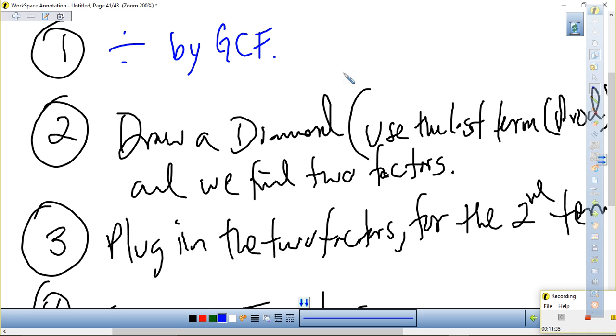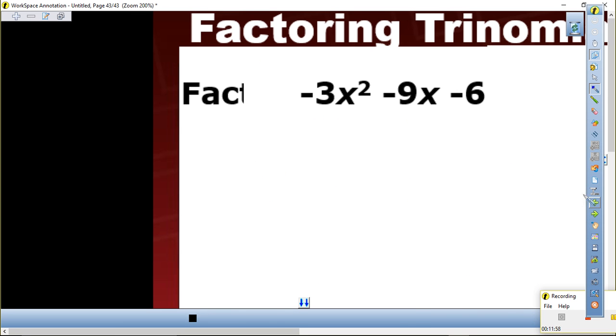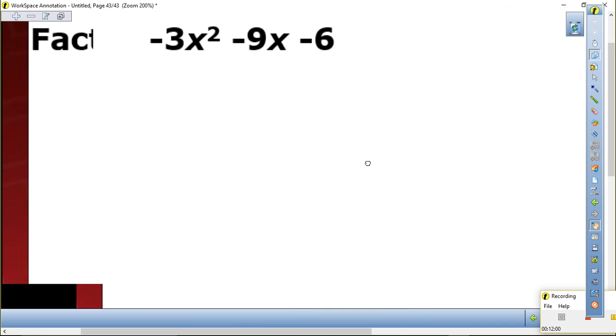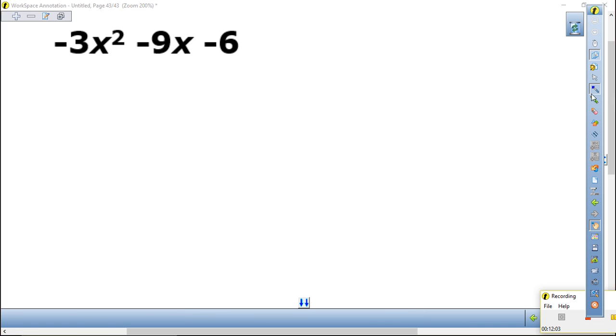Because what if throughout the entire polynomial I have a variable that each term has? I need to get that out at the beginning. What if they don't have the variable? But what if you do? But what if they don't? All right? Okay, thank you. All right, here we go.